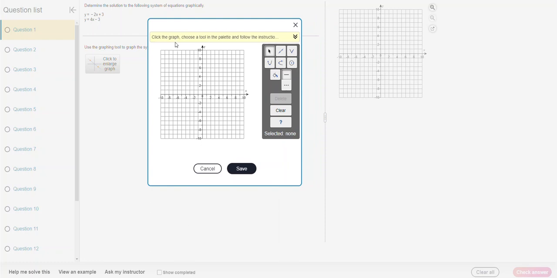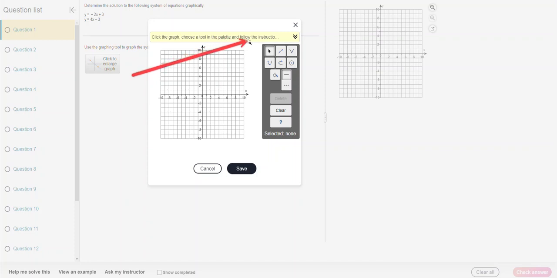It says click the graph, choose a tool in the palette, and follow the instructions. So I was reading right here. So right here it says click the graph, choose a tool in the palette, and follow the instructions. So here are your tools right here.